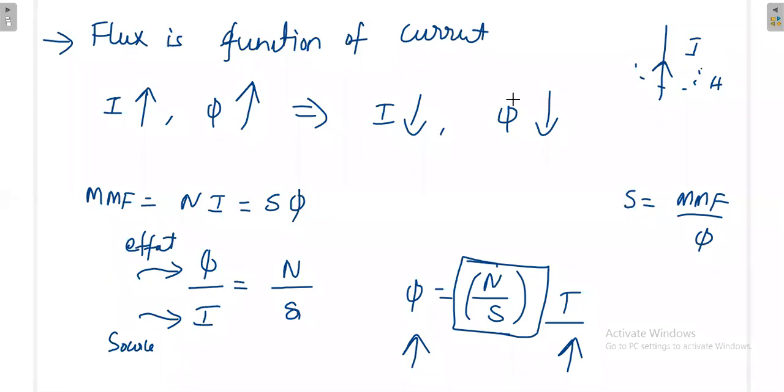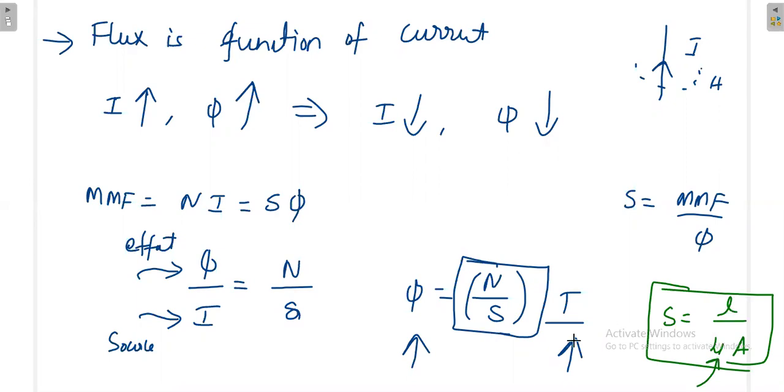We have seen the value of S. S is equal to L divided by mu into A. So S will be decided by the type of material, because for different materials you will have different mu, and again the dimensions of the material. So with some current you can get more flux also. It depends on the material, which type of material you are using.